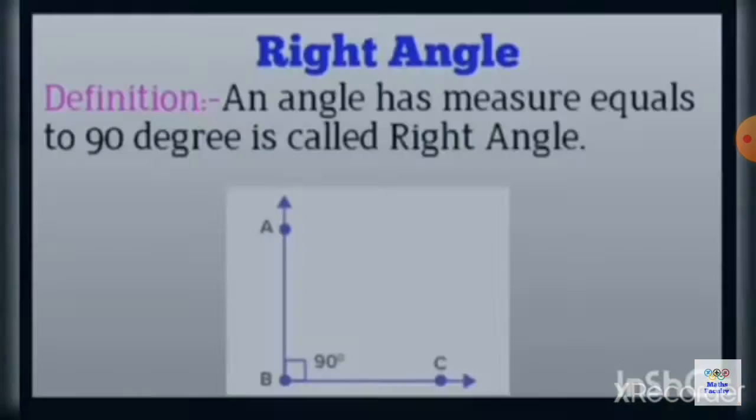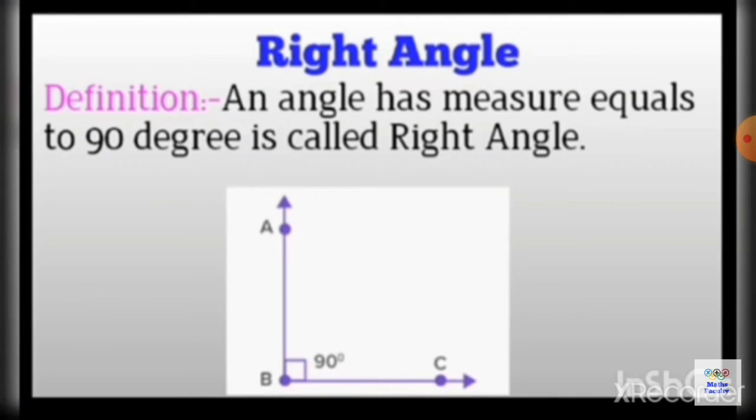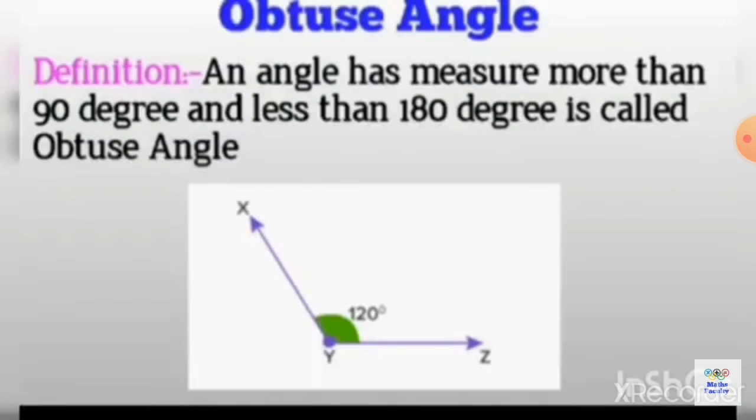You see in this, right angle. Definition: an angle whose measure equals 90 degrees is called a right angle. You see it is equal to 90 degrees. An angle whose measure equals 90 degrees is called a right angle. It is very easy. You see ABC is 90 degrees. The angle is 90 degrees.